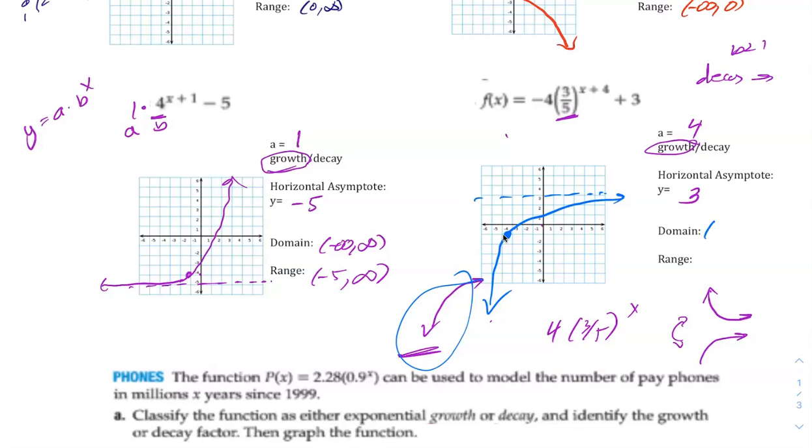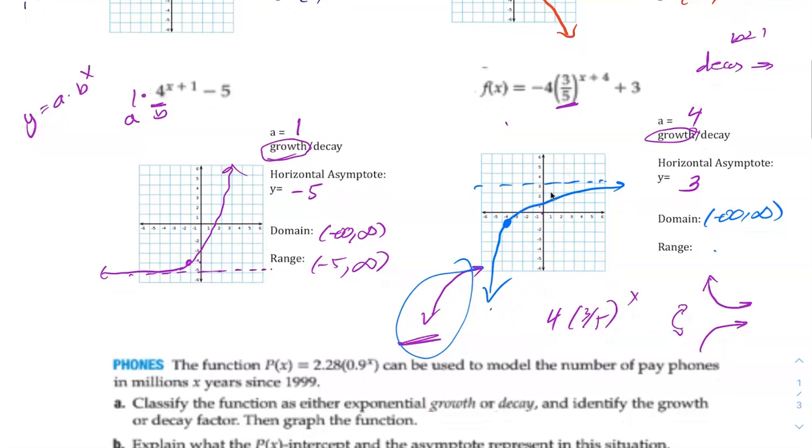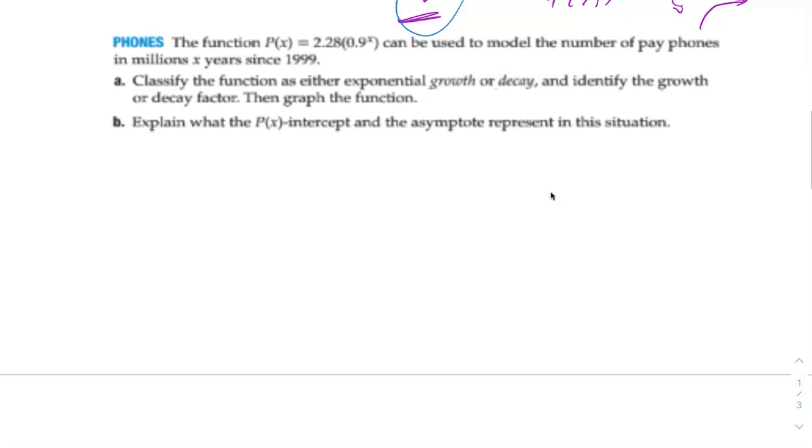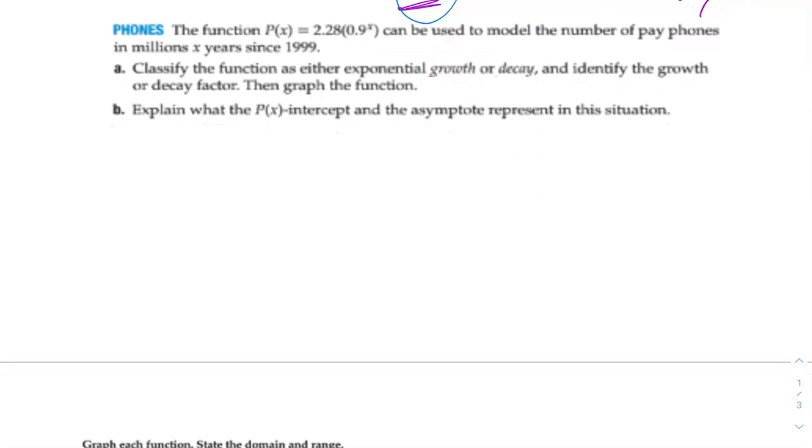Domain, negative infinity, positive infinity. Range, look at this graph. Lowest is negative infinity, highest is 3. And there we go.